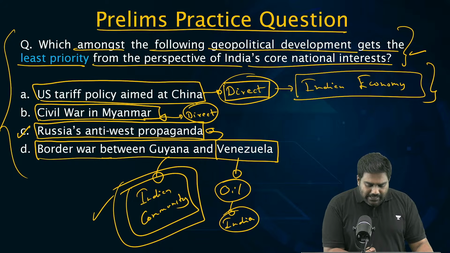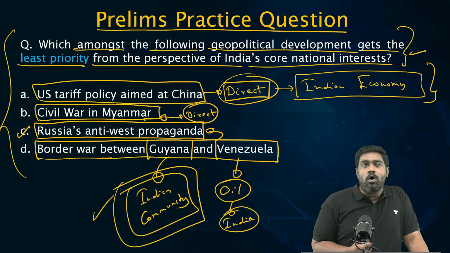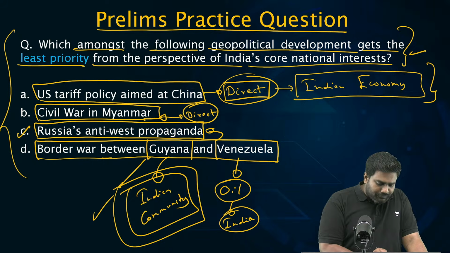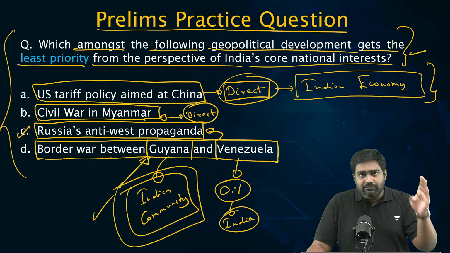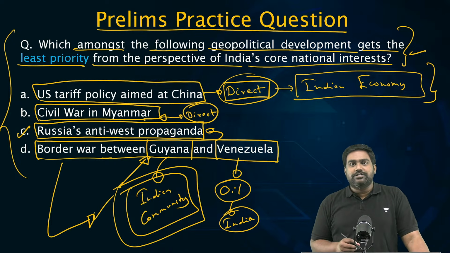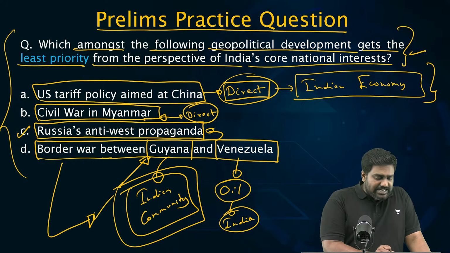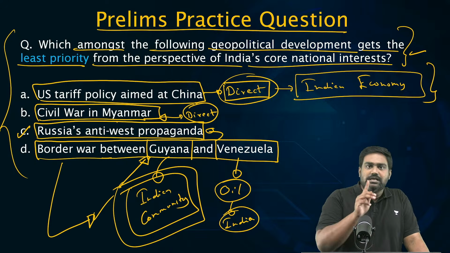And Venezuela has been claiming the oil basin of Guyana. And if this turns into a war, don't you think lakhs of members of the Indian diaspora would be uprooted? Their safety, their survival would be at risk. So this will become a much bigger priority for us. Since statement C is the most appropriate in relative comparison, that is the right answer.